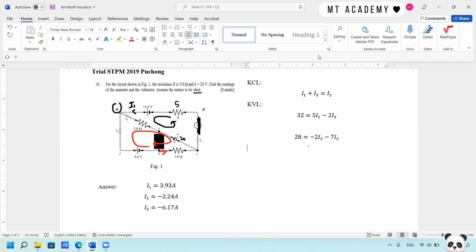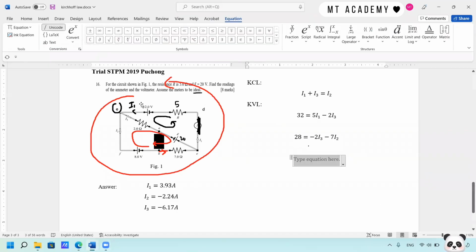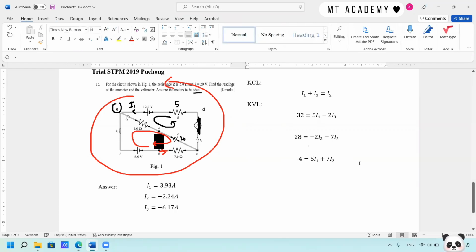You can solve these 3 equations and get the value of each of the currents here. For the 4th equation, I would suggest we draw an anti-clockwise direction. So let's do it. It has to be 12 minus 8 equal to positive 5 I1. And then you can see I2 is following the direction, so we have positive 7 I2. So here we have 4 equal to 5 I1 plus 7 I2. These are the 4 equations you can get from the DC circuit.